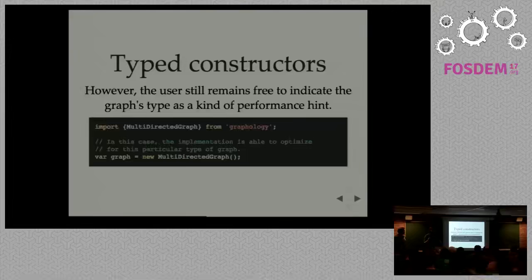So here, for instance, we are going to instantiate a multi-directed graph, which has exactly the same API as any other graph of the library. So there is no difference in the semantics of the API. For instance, in NetworkX, if you build a directed graph, you won't have the exact same API as with the undirected graph. So here you have the exact same methods everywhere.